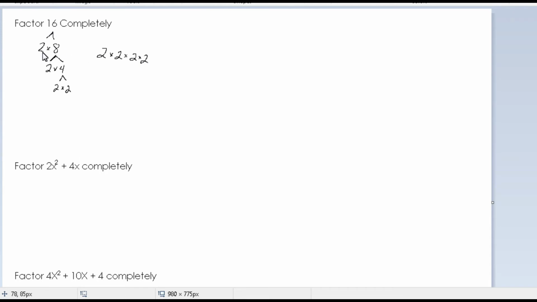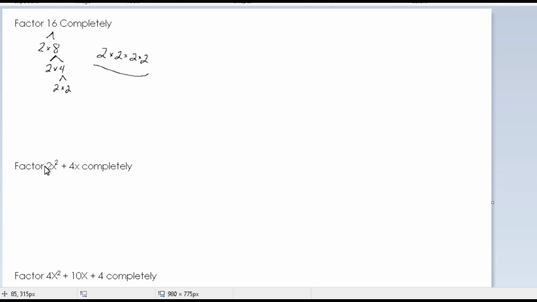So we can't stop here because we know that we can keep going with 8, and we can't stop here because we know we can keep going with 4. We have to get all the way down to all of the factors of 16. So with something like this, if we were asked to factor it, we have to pull out the greatest common factor.